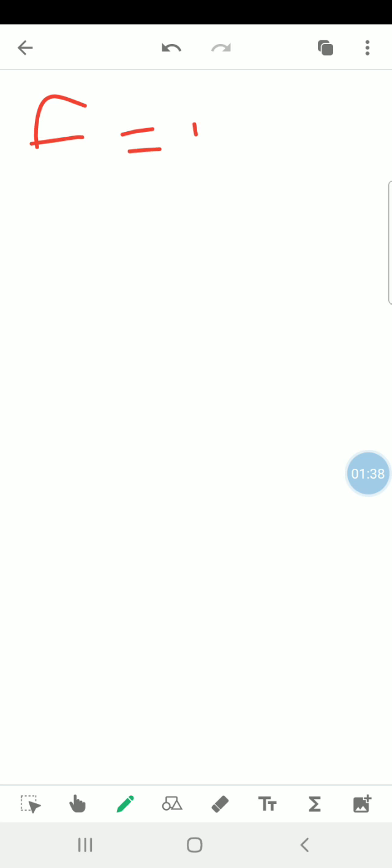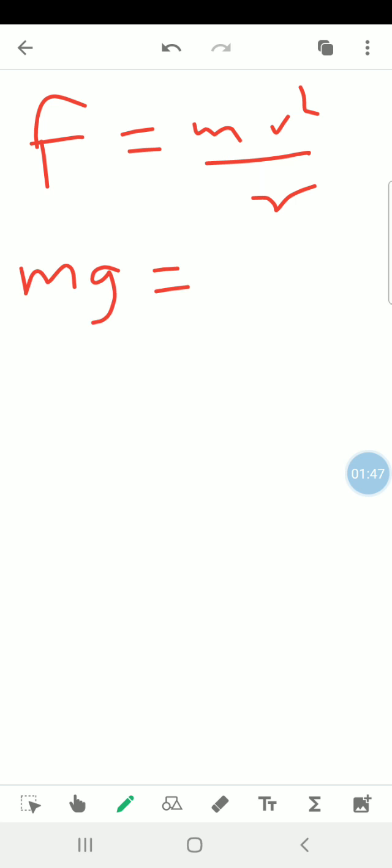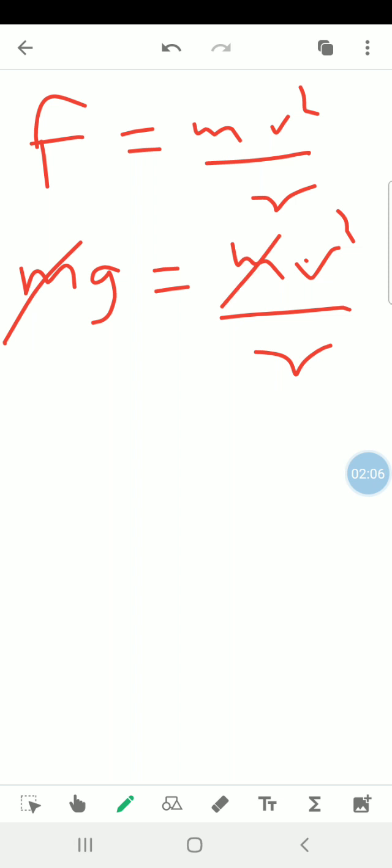F equals mv squared upon r. Because the F is the cancelling out effect of mg, it is equal to that. Then mg equals mv squared upon r. So now we substitute the values, but before that we actually have some cancellations that we can do. So then v squared is equal to gr.